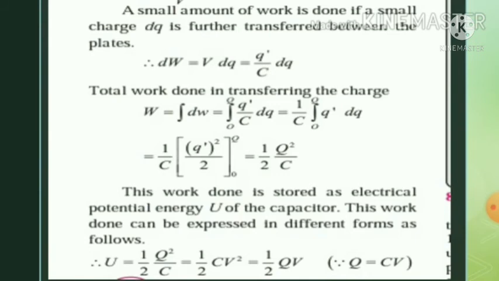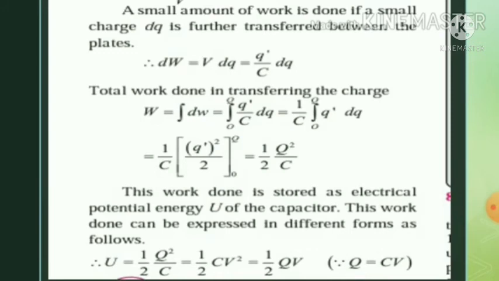Then we know the relation between work done, electric potential and charge. For a small quantity of work done we can write dW equal to V into dq. Therefore the small quantity of work done dW equals V into dq, where dq is the small quantity of charge transferred between the plates.